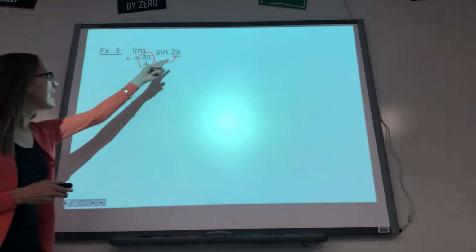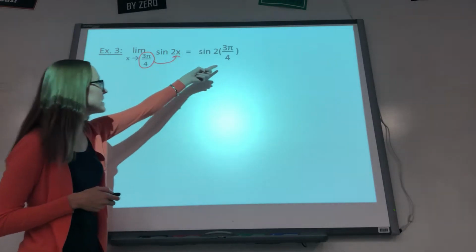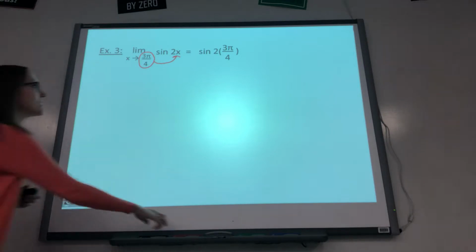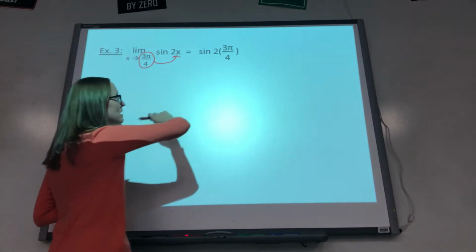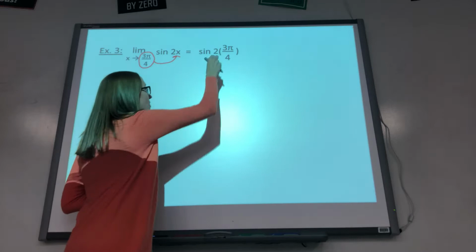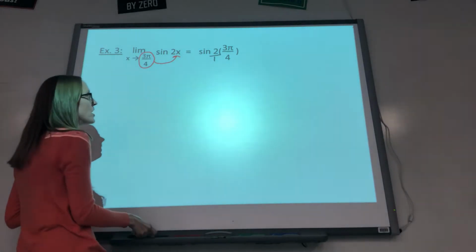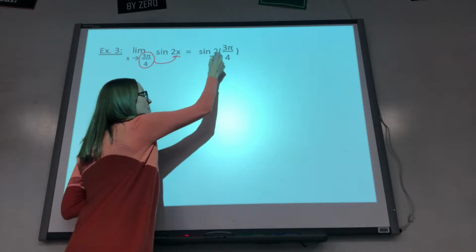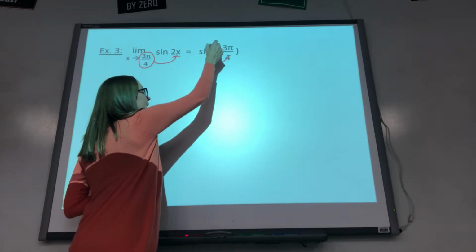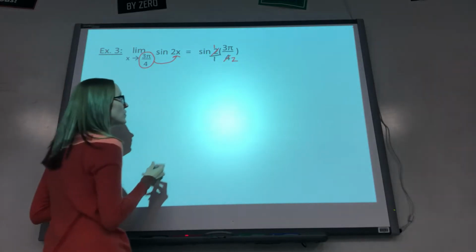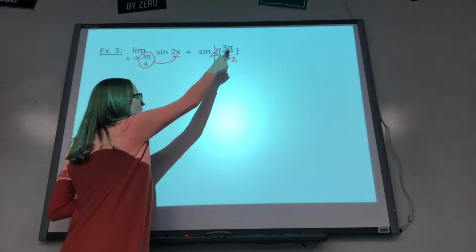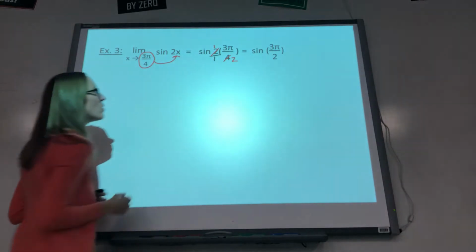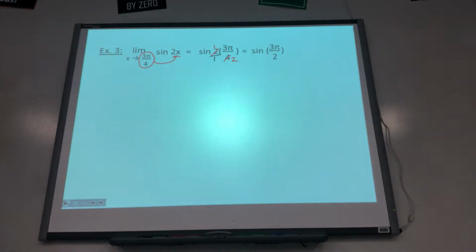Wherever I see x over here, replace it with 3 pi over 4. Now I need to take 2 times 3 pi over 4. If you want to think of the 2 over 1, you could actually reduce this diagonal real quick. Divide by 2 on top and bottom. That's just a 1. That's a 2. So 1 times 3 pi is 3 pi, and 1 times 2 on bottom is just 2.